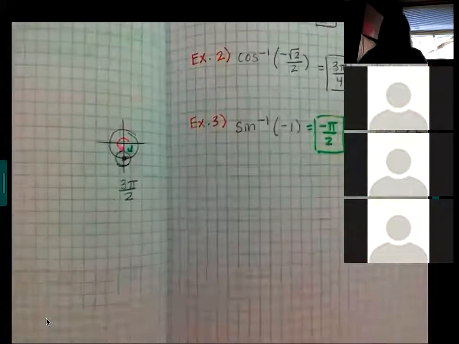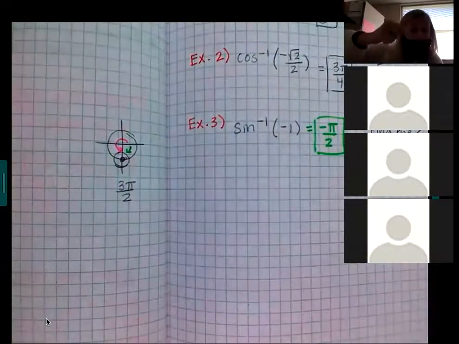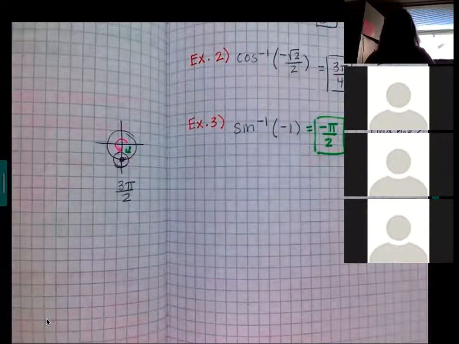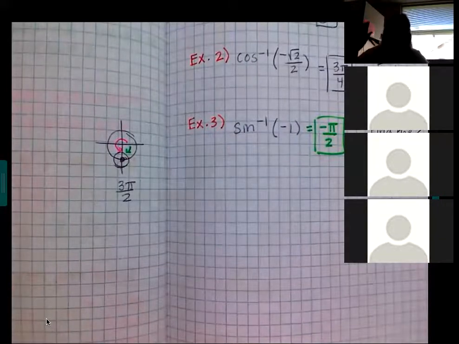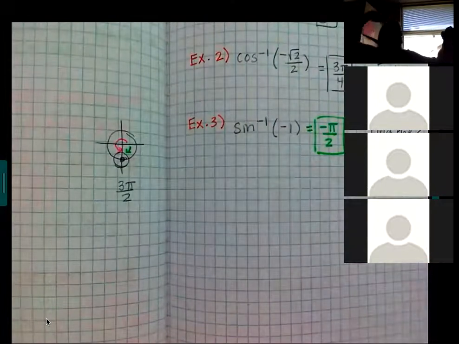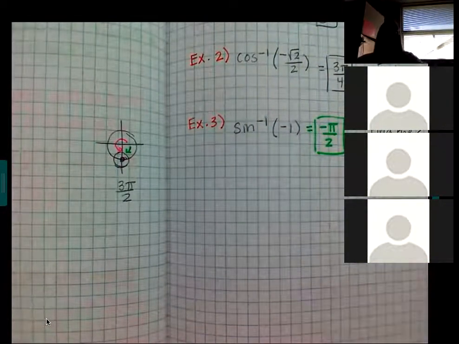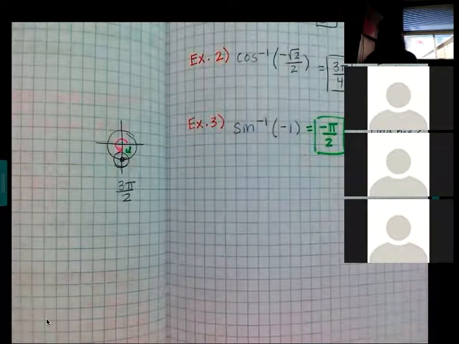Negative pi over 2. Instead of going up pi over 2, I just went down the opposite way. That one should be easy. If I give you a 1 or a -1 or a 0, please don't miss that. That's one of your 4 quadrantal angles. Quadrantal means one of your angles on the quadrant, on the border.